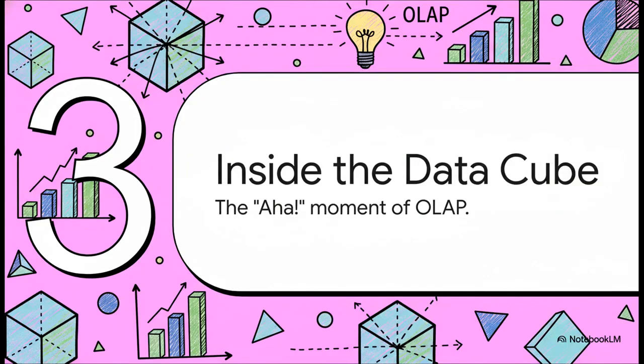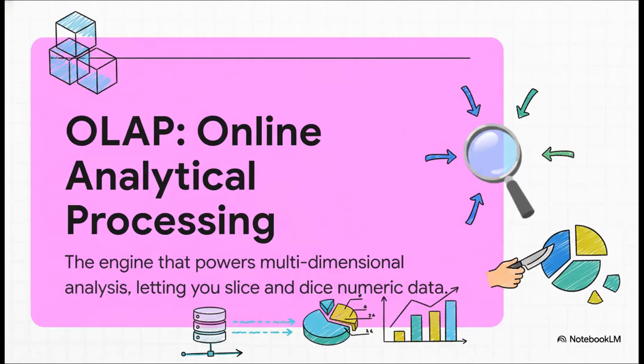And all of this leads us to that big aha moment. We've seen just how powerful adding these dimensions can be. Well, the technology that makes all of this possible is called OLAP. And it's all built around this really cool concept, the data cube. So, OLAP, it stands for Online Analytical Processing. Basically, it's the engine that powers this kind of multidimensional analysis. It's the software that lets you slice and dice all that data from all the different angles we've been talking about.